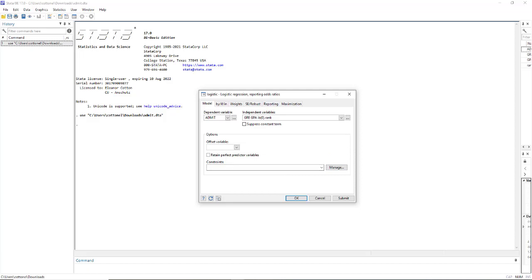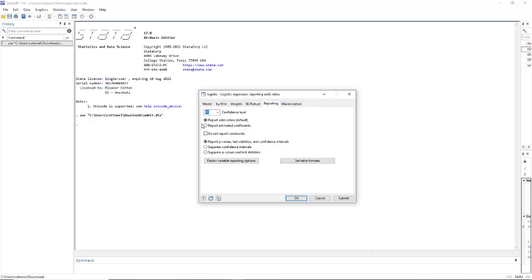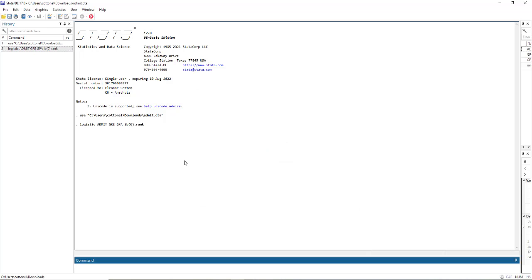And we can come to, if you want to, within reporting. We're not going to change anything there, but you could report the estimated coefficients instead of the odds ratios. But we don't really want to do that because that's just extra work for us to not get those results specifically. All right, so running that logistic regression, and it just takes a minute to give us the output.